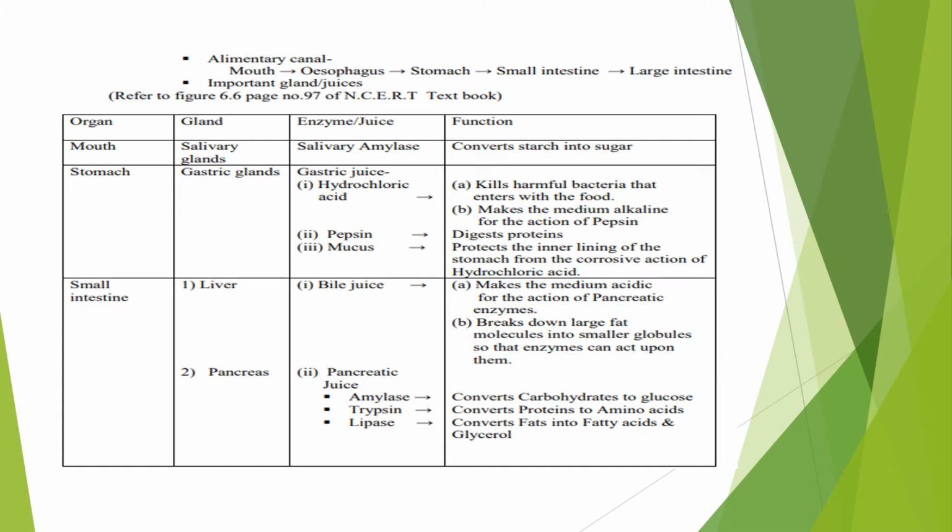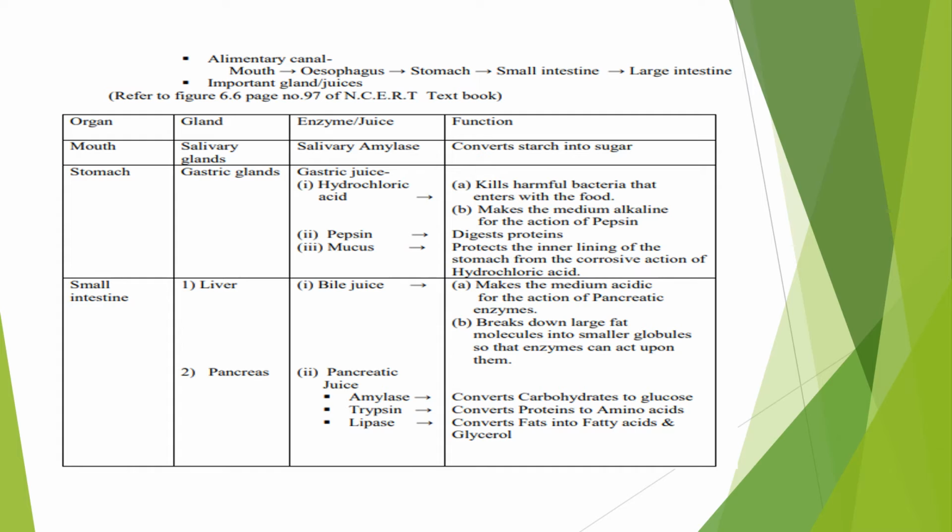Then when the food enters the stomach, gastric glands are present there and gastric glands secrete gastric juices, which consist of hydrochloric acid, pepsin and mucus. Hydrochloric acid kills harmful bacteria that enter with the food. And it also makes the medium acidic for the action of pepsin. So these are the two major functions of hydrochloric acid. Remember them always. Second, gastric juice consists of pepsin, which helps in digestion of proteins. And third one is mucus that protects the inner lining of the stomach from the corrosive action of hydrochloric acid.